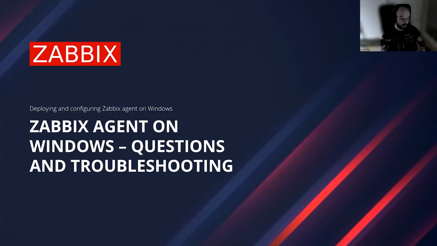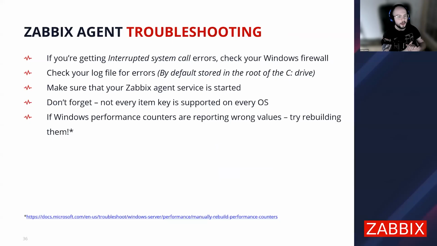So a couple of finishing slides, troubleshooting and questions. For troubleshooting, if you're getting interrupted system call errors, check your Windows firewall. If you're getting something like this when you're trying to connect to your agent, getting interrupted system call, check if your firewall is active. Check your log files for errors. By default, the log file is stored in the C drive.